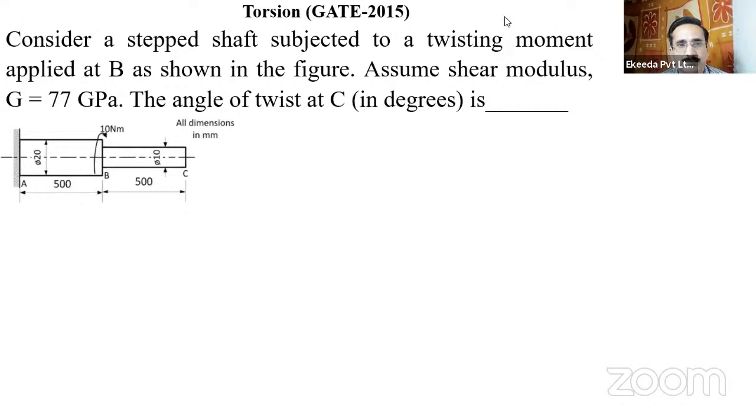Let us take this question. Consider a stepped shaft. Again, there is a stepped shaft subjected to a twisting moment applied at B. The twisting moment is applied intermediately at point B. You can see here 10 Newton meter is applied at point B.